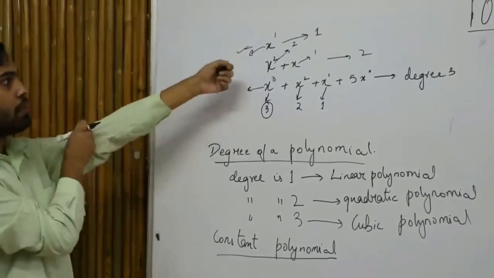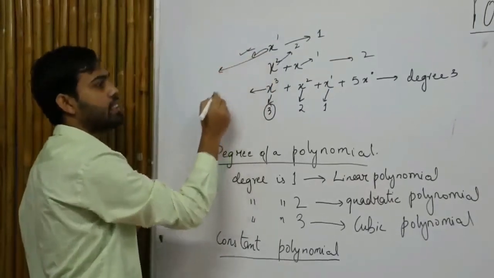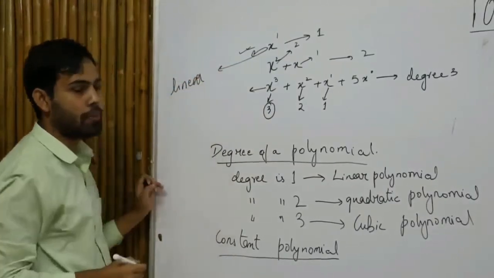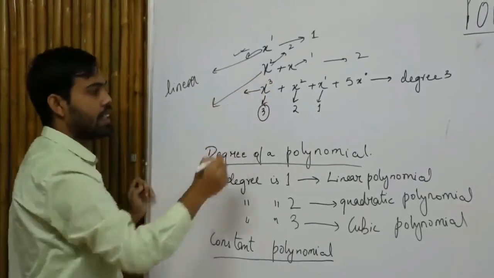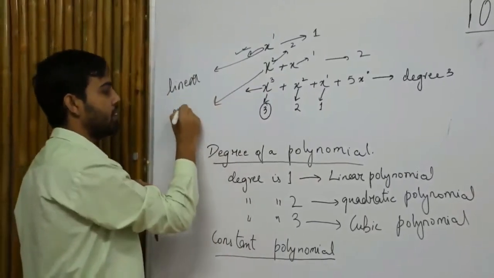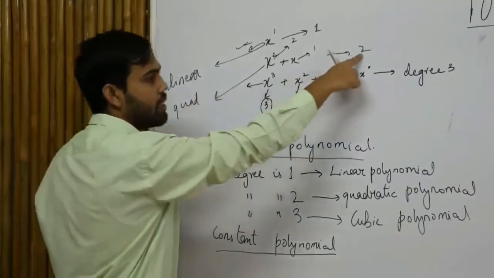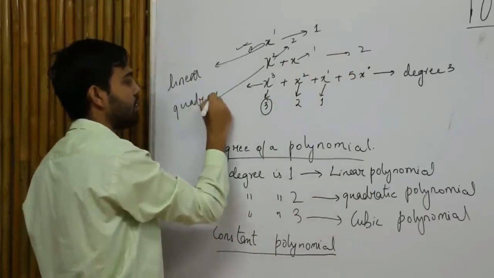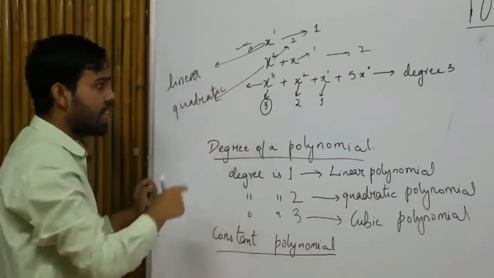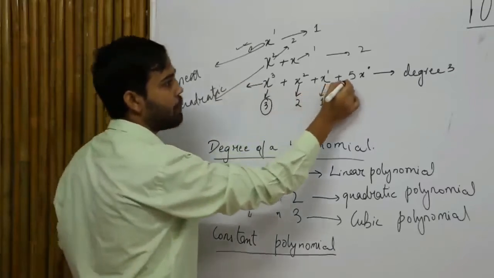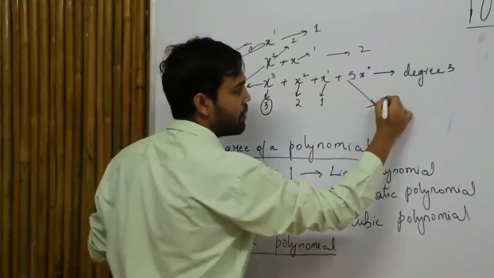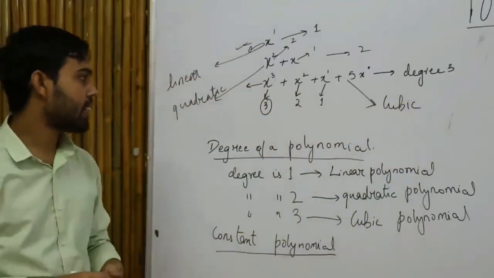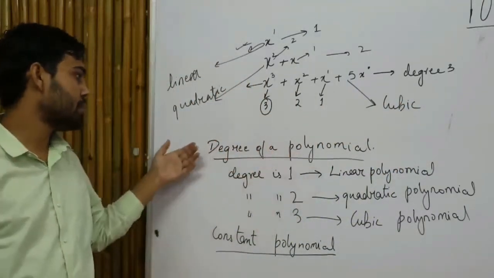So for the first polynomial, what type of polynomial is it? It is a linear polynomial. The second polynomial is a quadratic polynomial. Why quadratic? Because the degree, or the highest power, of this polynomial is 2. And the third polynomial is a cubic polynomial. Why cubic? Because the degree is 3. So this is how I classify polynomials in terms of degrees.